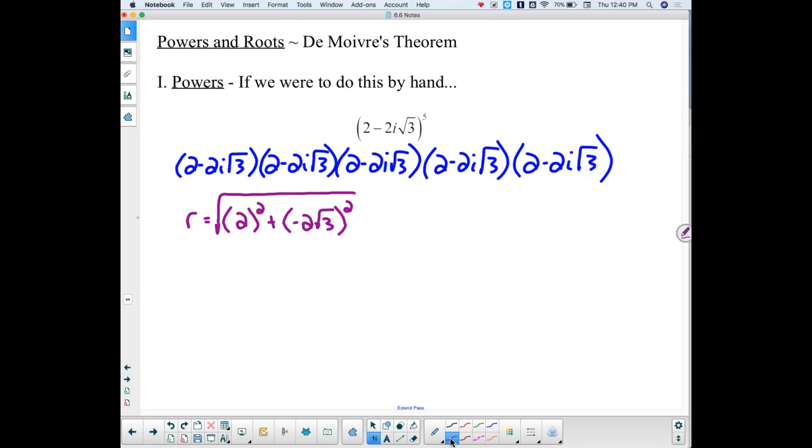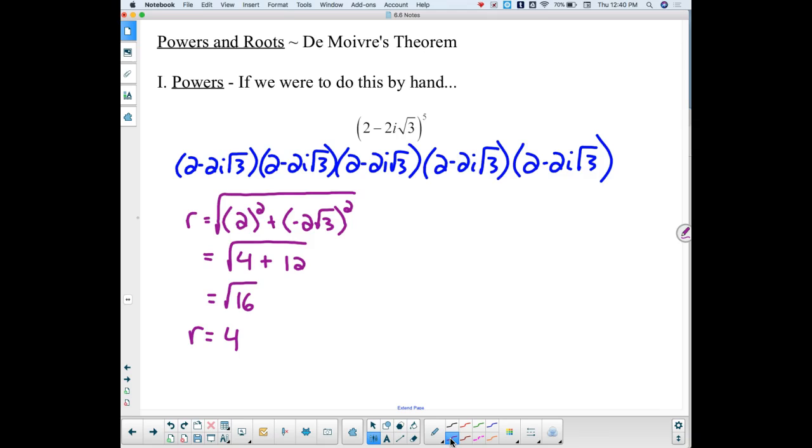2 squared is 4. 2 square roots of 3 squared is, what do you got? 12. Yep, 12, because it's 2 times 2, square root of 3 times the square root of 3. So it's 3 times 4, which is 12. 4 plus 12 is 16. Square root of 16 is 4, correct?